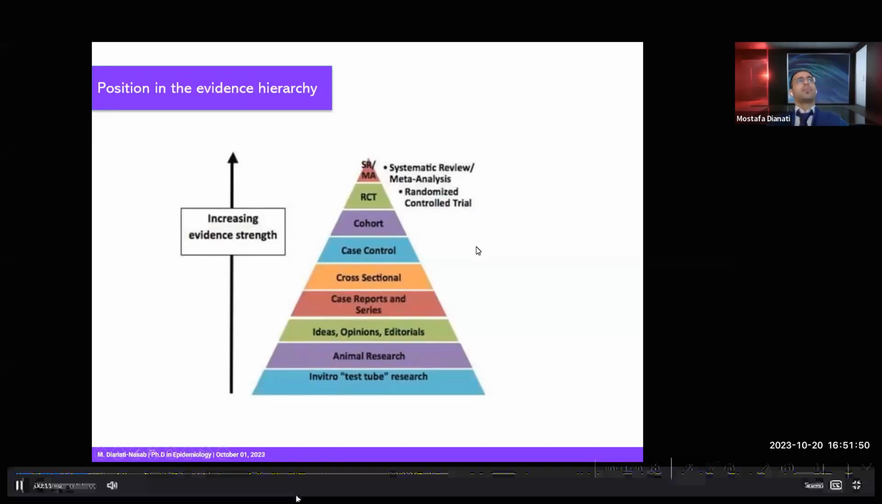So let's see the position of this kind of studies in the creation of evidence. As you see here, cohort studies are really highly ranked in making evidence, and the evidence that is made by cohort studies is really, really high.